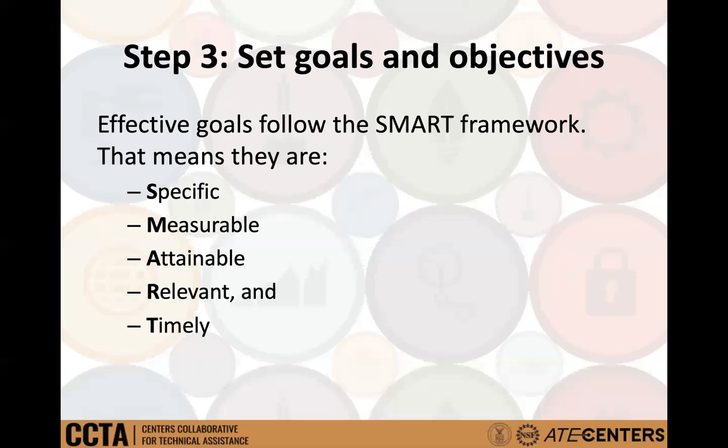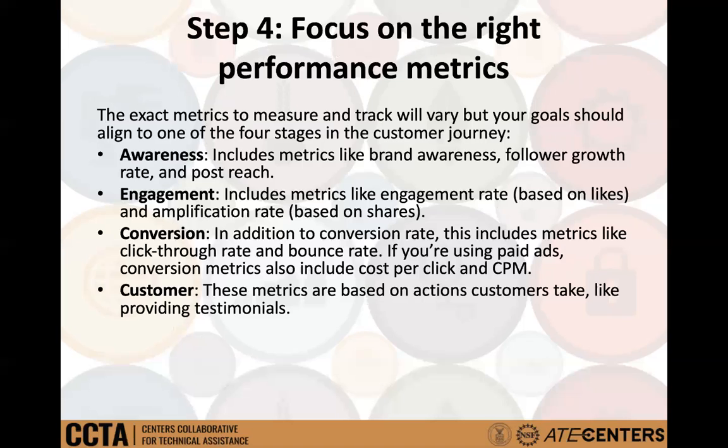That leads us to step four, which is to focus on the right performance metrics. There are four listed here. There's awareness. This includes metrics like brand awareness, or maybe your program, department, or college awareness, the follower growth rate, and post reach. Again, we'll talk about some of these things. Engagement includes metrics like the engagement rate, which is based on likes, and the amplification rate, which is a term typically used for shares, when people share your content.